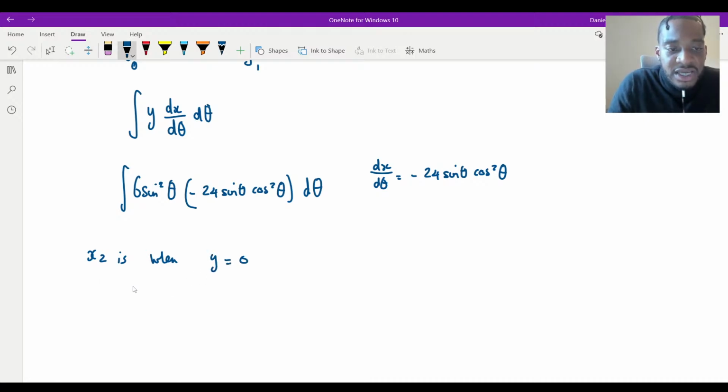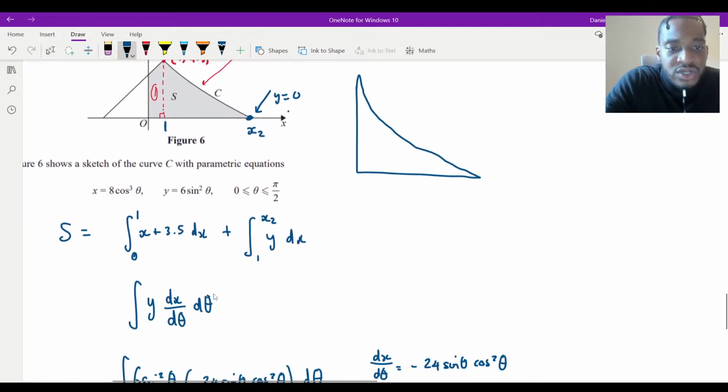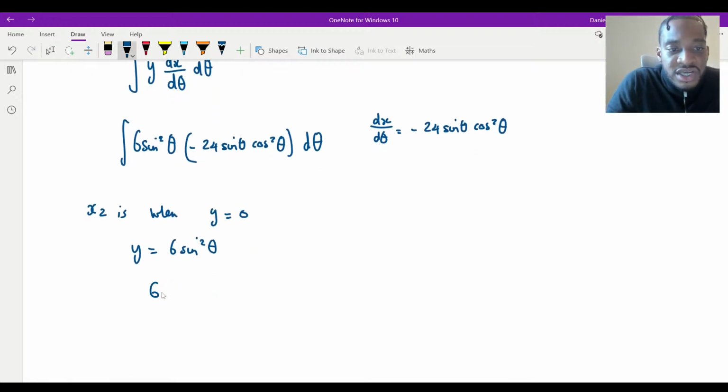Yeah? So if that's the case, remember, y was equal to 6 sine squared theta, no? Let me just double check. Yeah, it was equal to 6 sine squared theta. So I'm going to solve 6 sine squared theta equals 0. That means that sine squared theta is equal to 0. And that means that sine theta, if I square root, is going to be equal to 0.